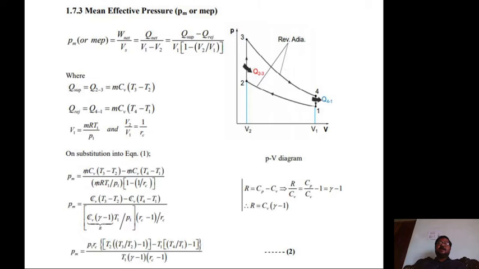Here R is equal to Cp minus Cv value. That implies that R by Cv is equal to Cp by Cv minus 1, which is gamma minus 1. Therefore, R is equal to Cv into gamma minus 1. That's what they substituted after cancelling mass.